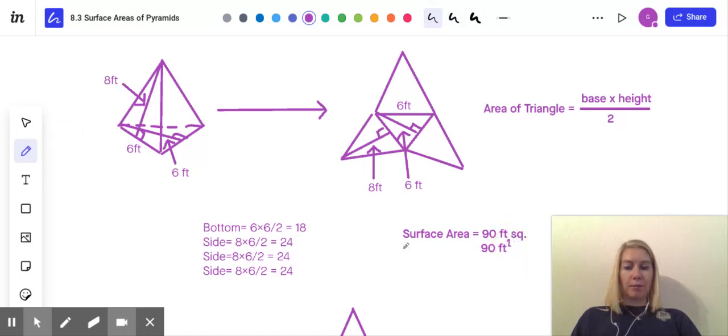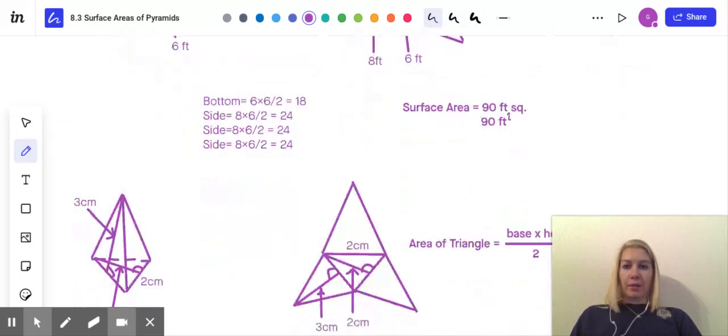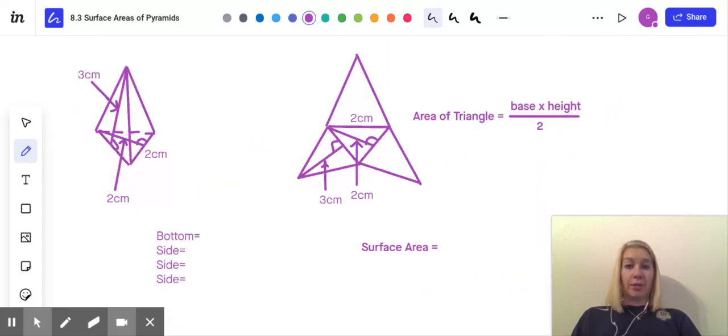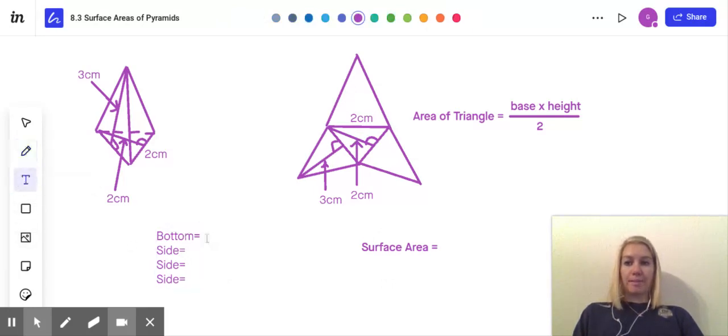Just like that. Okay, let's go over another example here. I also encourage you to pause the video and see if you can solve this one on your own. So again, over here on the left, we have another triangular pyramid. On the right, we have a net of that same triangular pyramid. We're trying to find the surface area. First, we have to find the area of all the little shapes first. So let's start with the bottom. Again, base times height divided by 2.